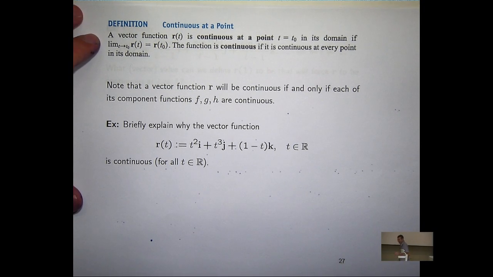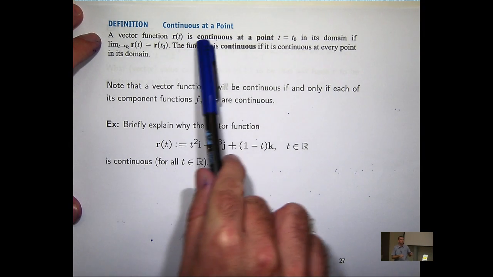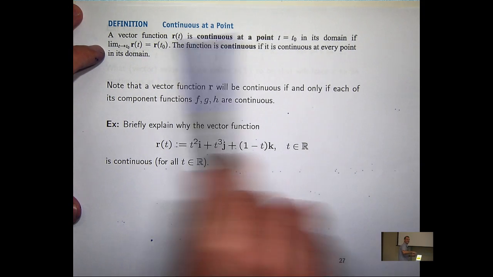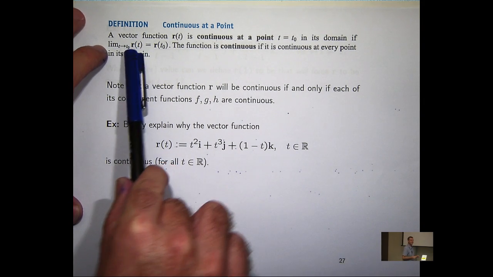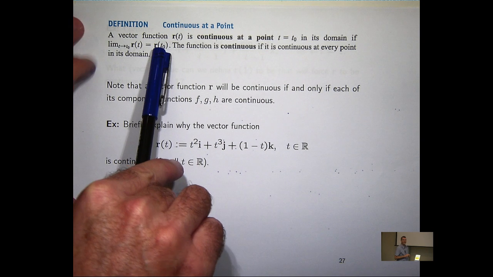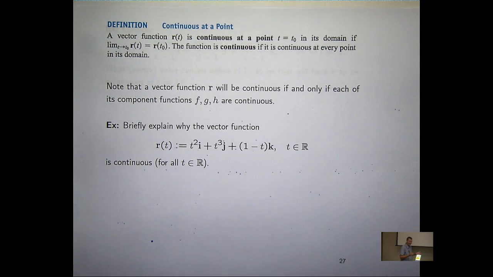Let's have a look at the definition of continuity. A vector function is continuous at a point, say t0, in its domain, if the limit of the vector function equals the value of the vector function at t0.